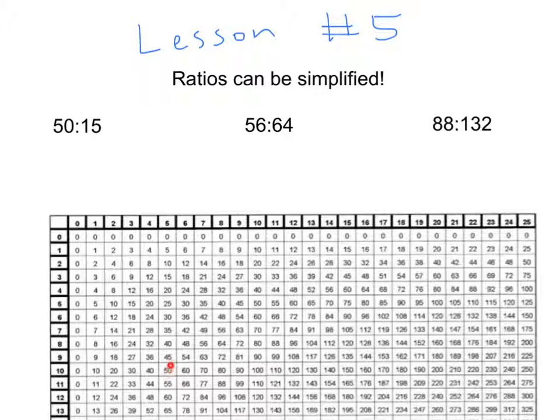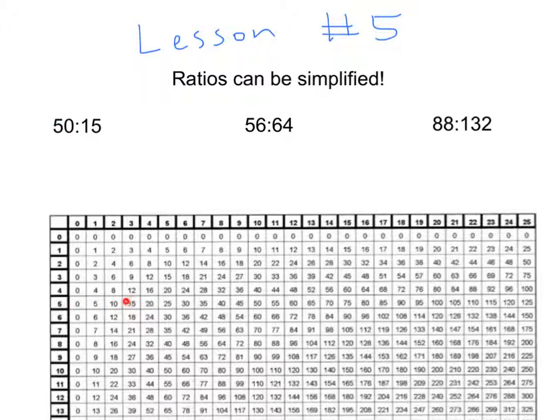So I can see a 50 here in the multiples of 10, but there's no 15. So definitely the multiples of 10 won't go into both numbers. It'll go into 50, but not 15. So let me keep looking.